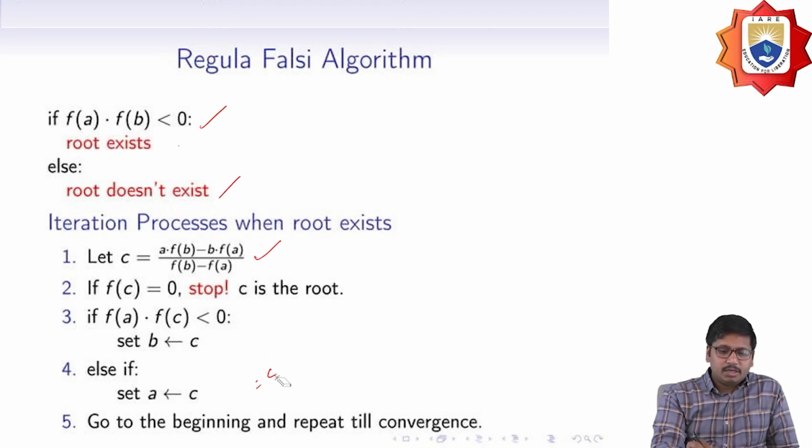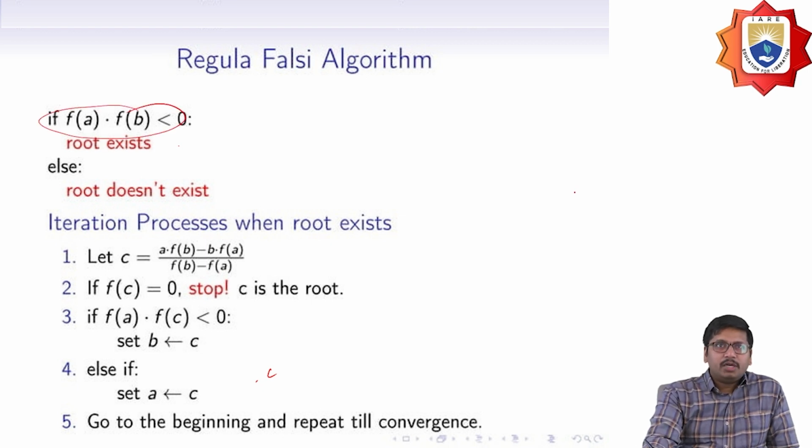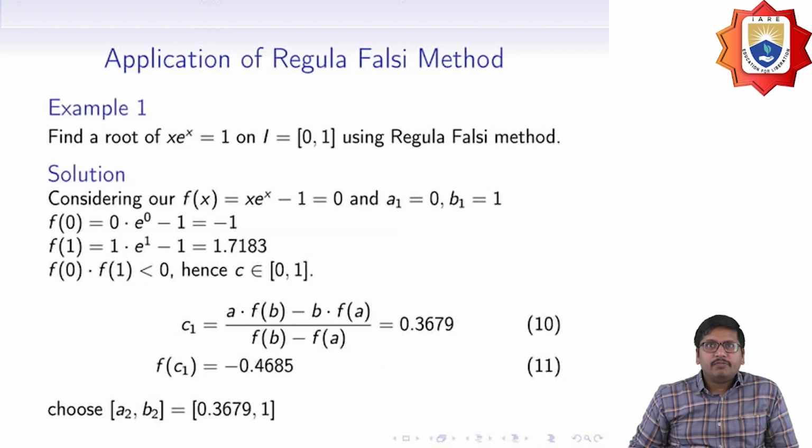In the Regula Falsi method, first we have to identify f of a and f of b. If the product is less than 0, then the root exists, otherwise the root does not exist. Whenever the iteration process exists, c equals a into f of b minus b into f of a by f of b minus f of a. If f of c equals 0, then c is the root, and if f of a into f of c is less than 0, then b equals c, otherwise a equals c. Then go back to the beginning and repeat this entire process. And this is the application of Regula Falsi.